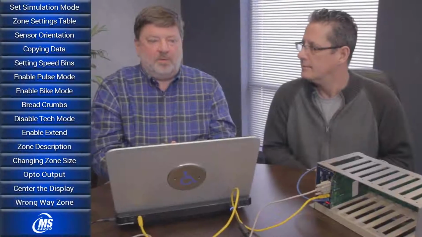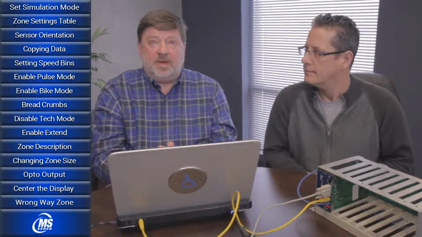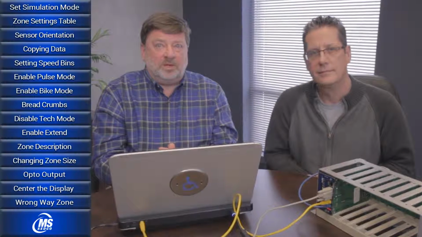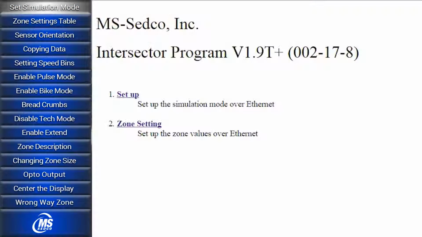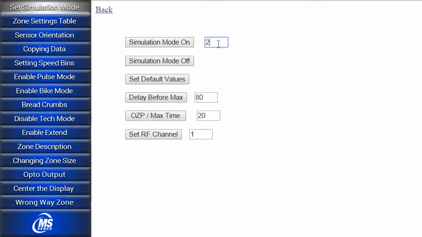In this video, we will be going through the steps necessary to set up the intersector as though you were at a live intersection. We will be using a simulation mode that we have built into the product where you can simulate vehicles moving through the grid. With this, we will go in and set simulation mode 2. Simulation mode 2 will show 2 vehicles traveling through the grid.